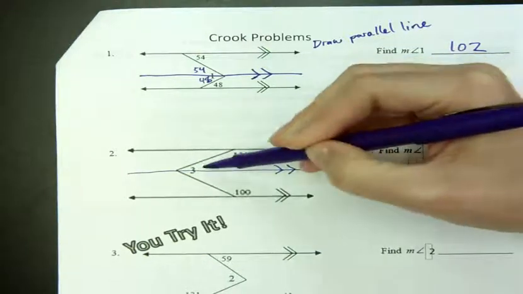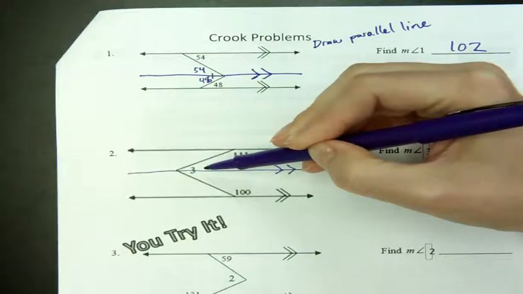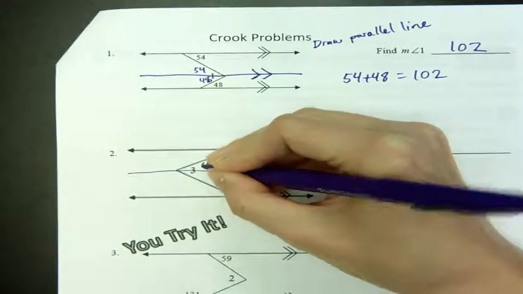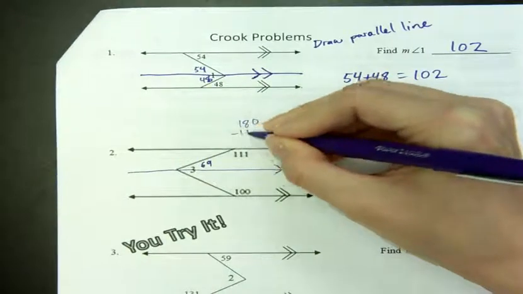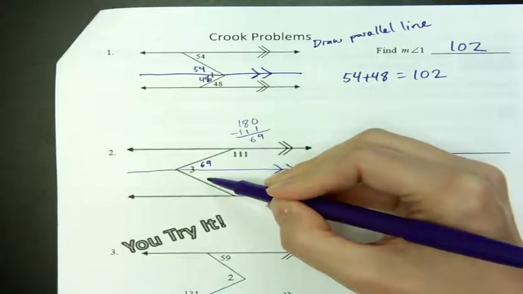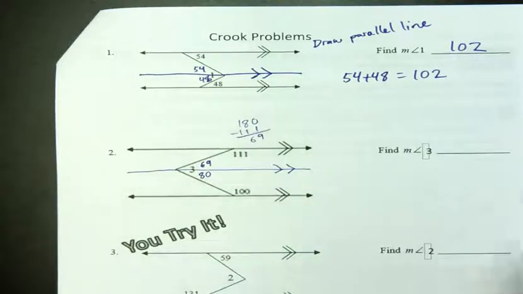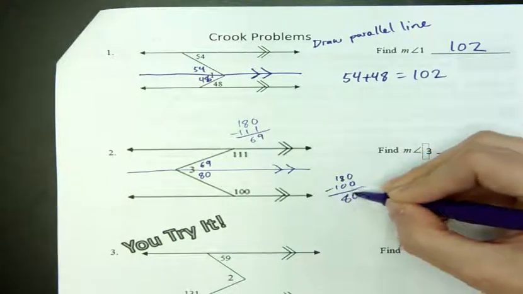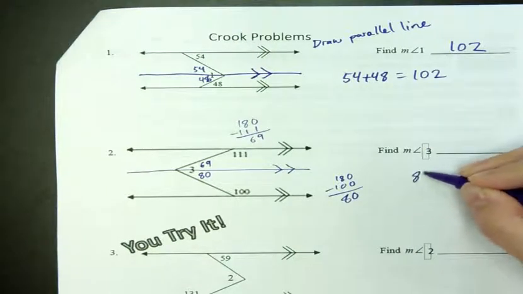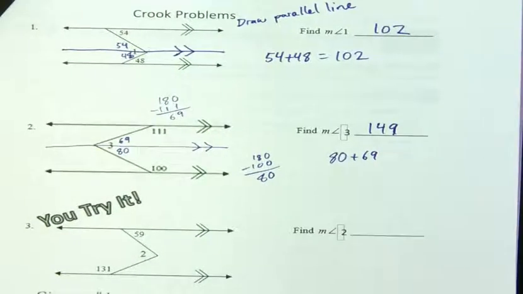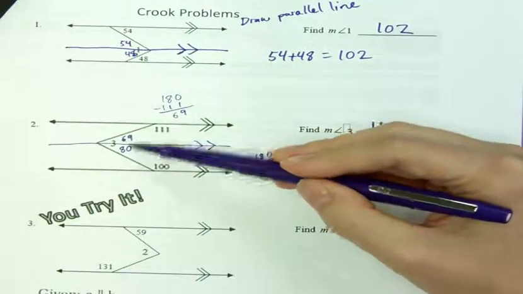And so if this is 111, what's this one? 69. Okay, so we do 180 minus 111 to get 69. How about this one? 80. And so what's 80 plus 69? 149. So then I still add them together to find angle 3. It's still those two together.